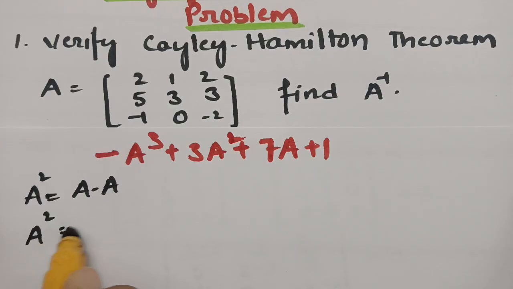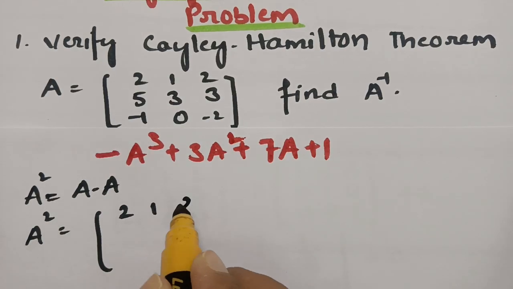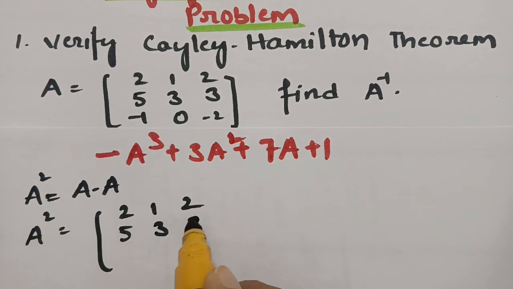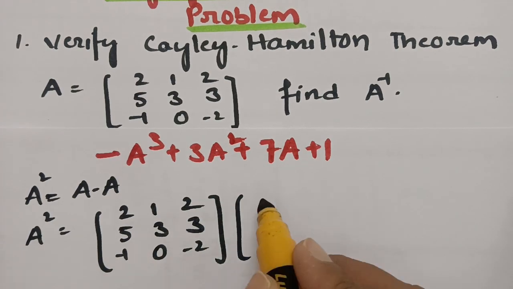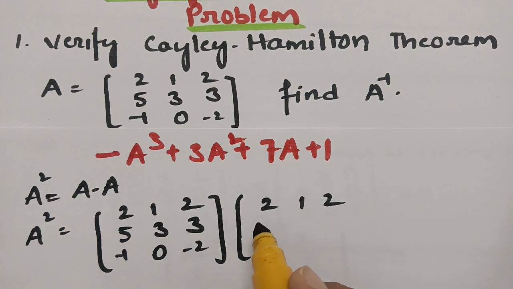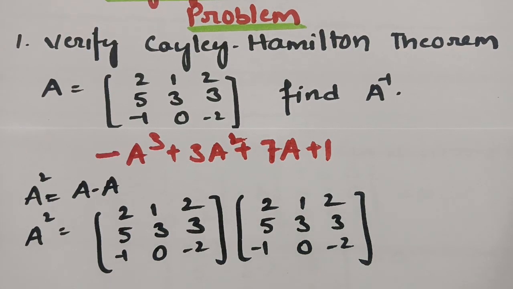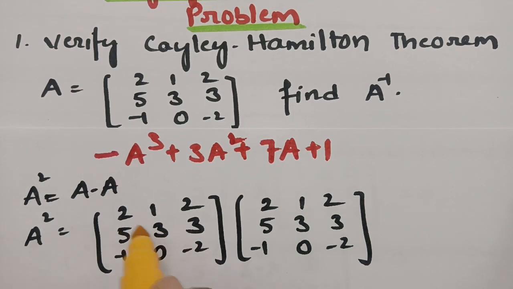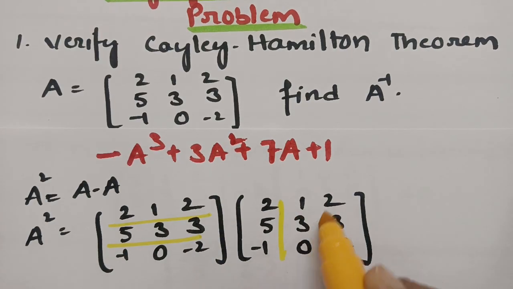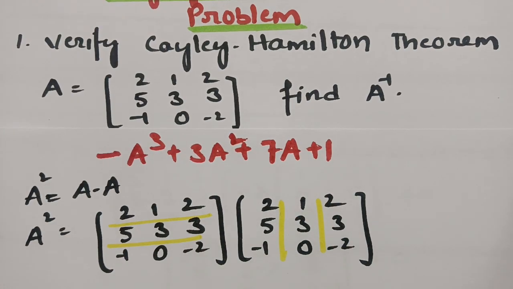So for A square, this will be A into A. So A square value is equal to, this is 2, 1, 2. This is 5, 3, 3. This is minus 1, 0, minus 2. For 2 times if I write, this will be A square. That is 2, 1, 2. This is 5, 3, 3. This is minus 1, 0, minus 2. For multiplication, for clarity, I am keeping the lines here. So here, let me multiply.